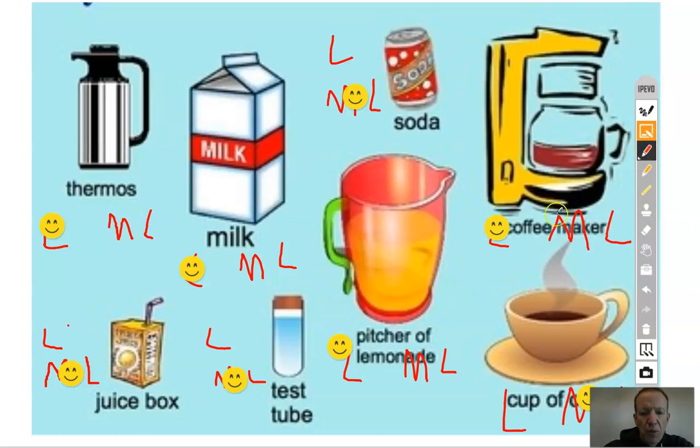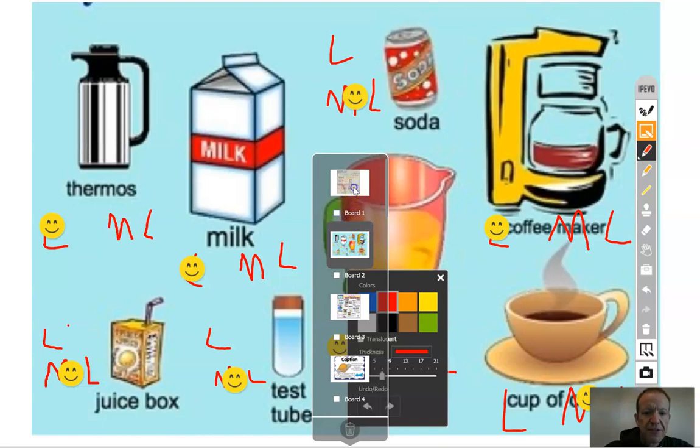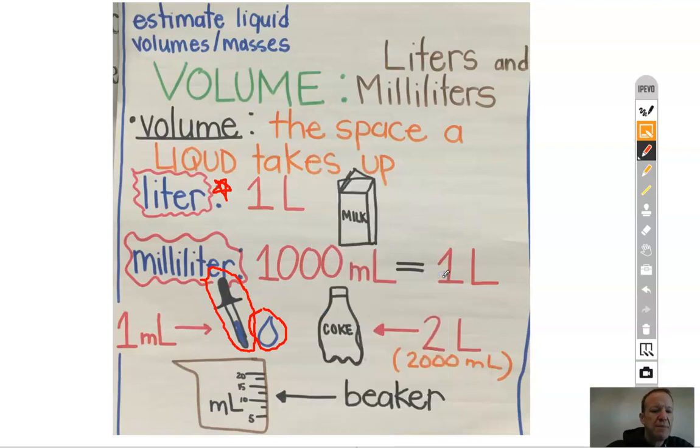Okay? So, we have to understand two things with liters and milliliters. Liters, it's pretty much a medium to big size liquid that we measure. And when we measure milliliters, they are pretty much very small measurements that we measure liquid with.